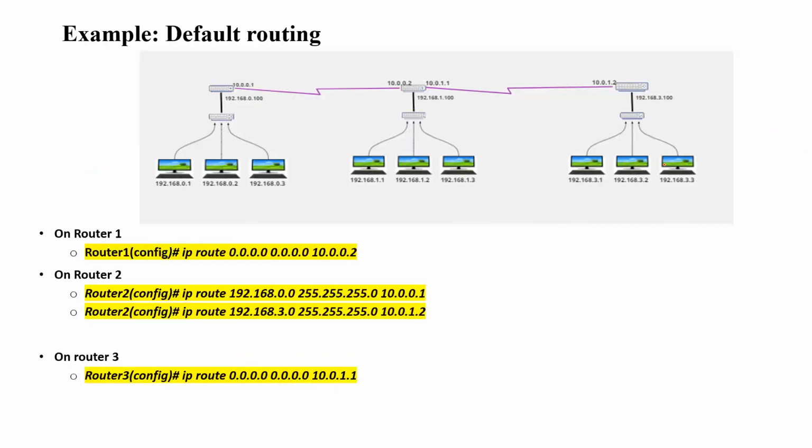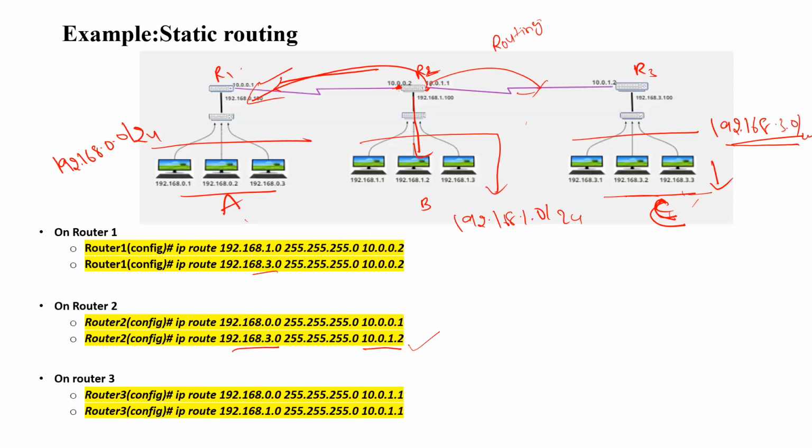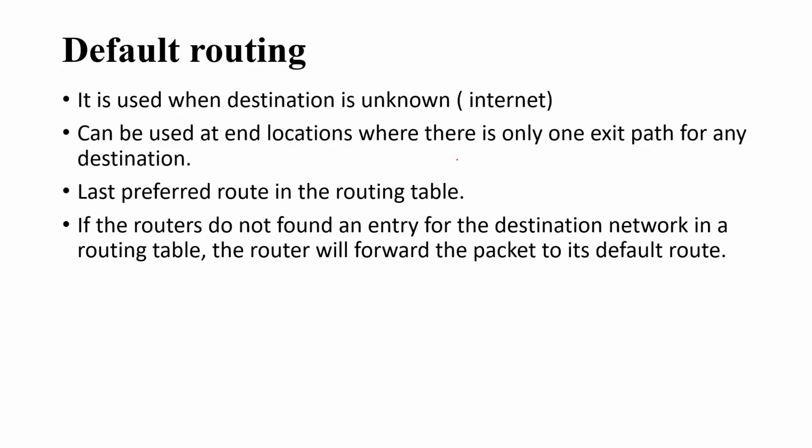And we have one more routing called default routing. Default routing is what we use if we are not aware of the destination subnet, where to reach. In cases like the internet, we'll go with default routing. Normally we know the subnet and where to reach, but in case you don't know what the destination subnet is, then we'll go for default routing. Let me tell you with an example.